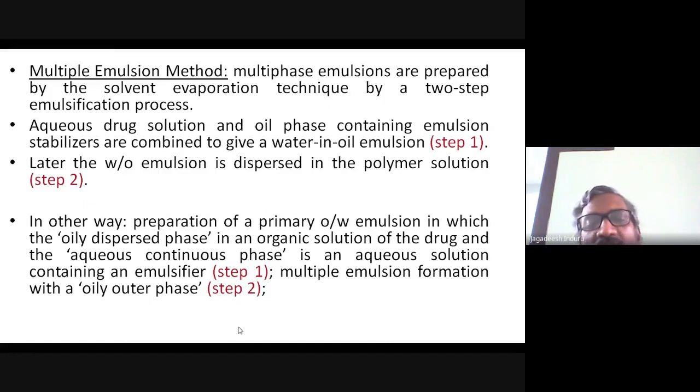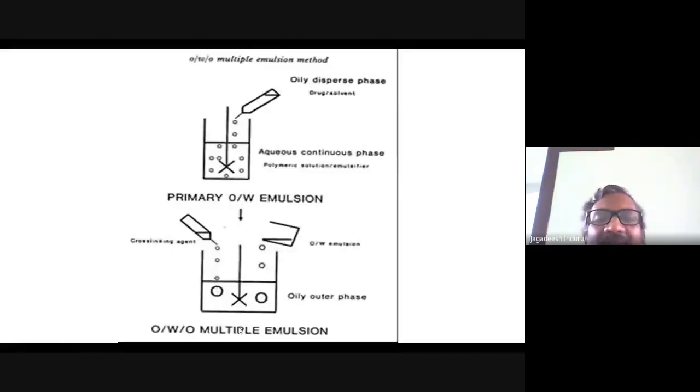So you are going to get oil in water in oil emulsion. This is the way you can prepare these emulsions. It's a two-step process. First, the primary emulsion, the oil in water, then you convert it by dispersing it again in oil. So you are going to get a multiple emulsion. You can also have water in oil, and again disperse it in water. That is the second type of emulsion you can make.